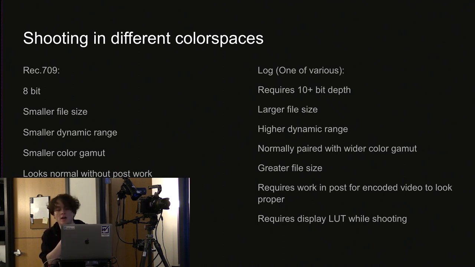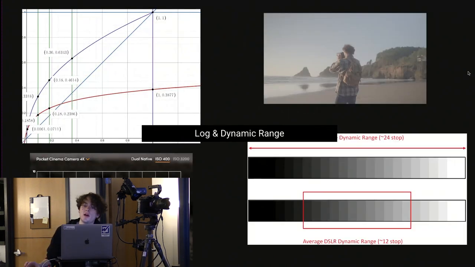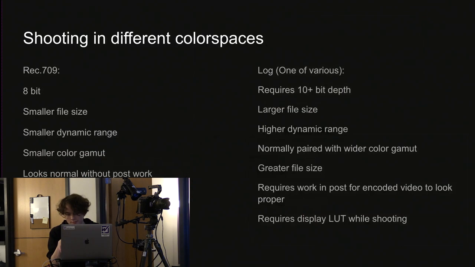The other thing we mentioned is that it requires work in post. The reason it looks weird is because of this curve. This is not meant for viewing. It's meant to encode our data in the most efficient way to get more dynamic range. It's not meant to look good, so it's all washed out. When we import it into our editing software, we have to make it look good.